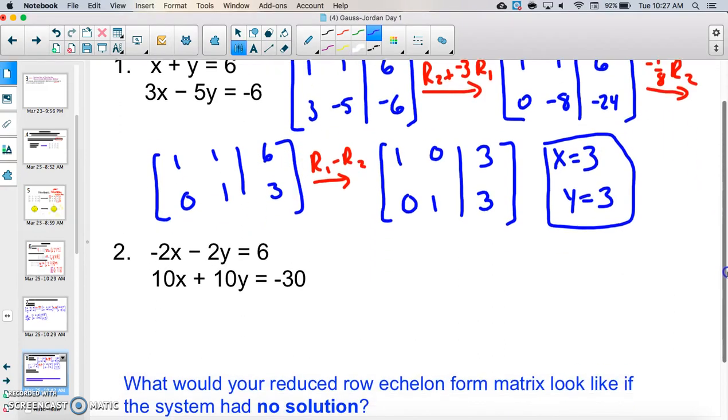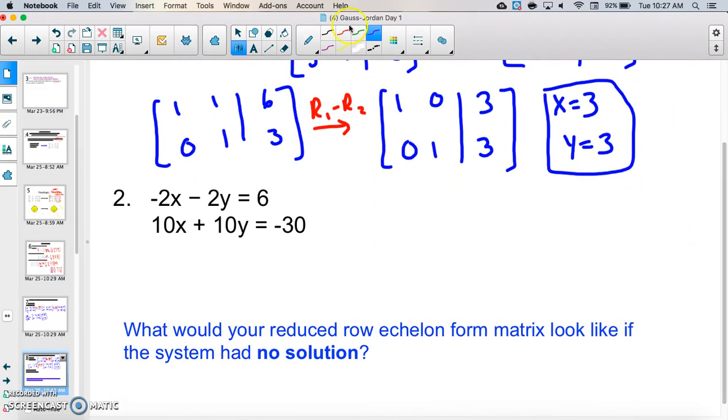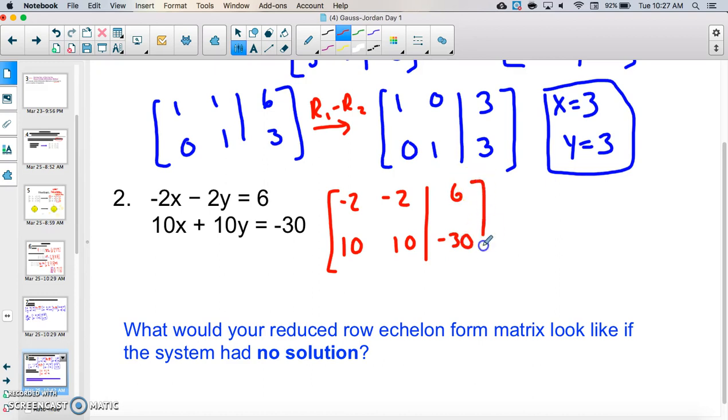Welcome back. The next example, we've got this set. So if I set it up, it's an augmented matrix. We've got -2, -2, 10, 10, 6, -30. So right away what I'm seeing is that -2 is a multiple of 10, so I could multiply it by 5 and add them together to make this a 0.